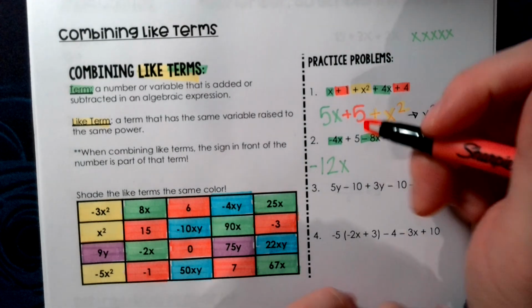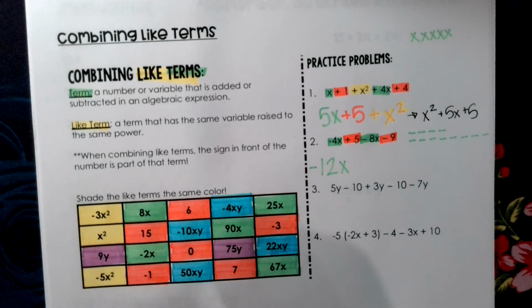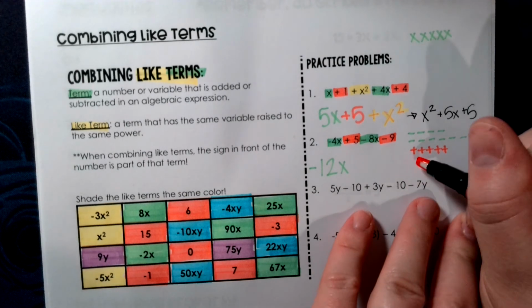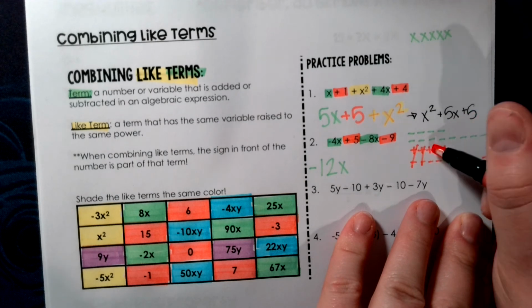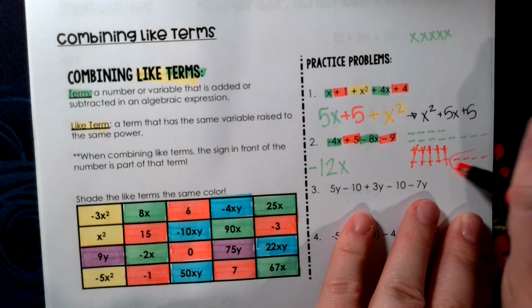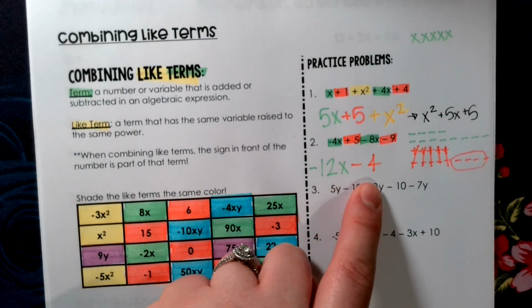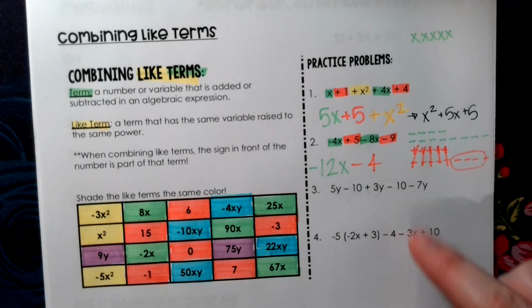And then we're going to combine our 5 minus 9. So if I have positive 5 minus 9, cancel, cancel, cancel, cancel, cancel, I'm left with negative 4. So this would give me negative 12x minus 4. Go ahead and try 3 and 4 on your own. Pause the video and play it again once you think you've combined all your like terms to see if you were correct. Just do 3.